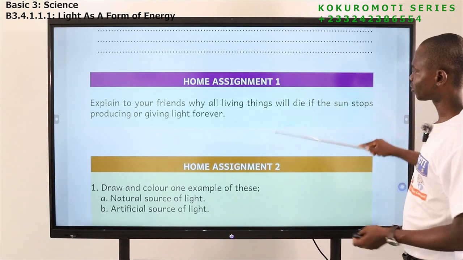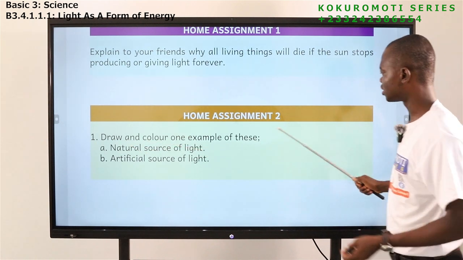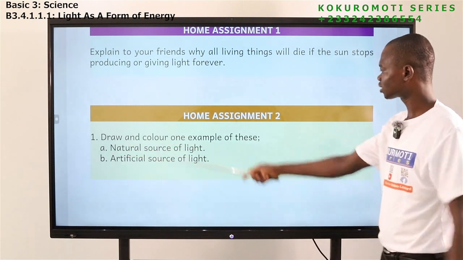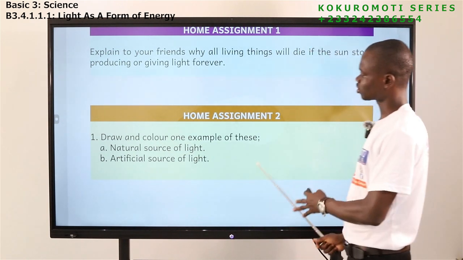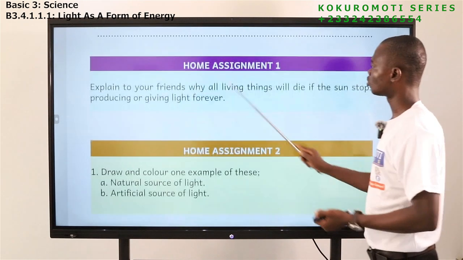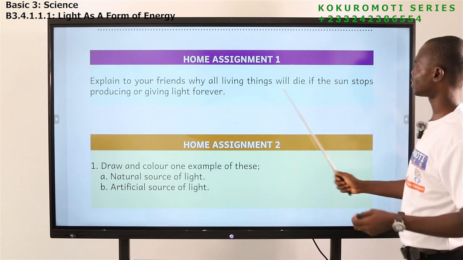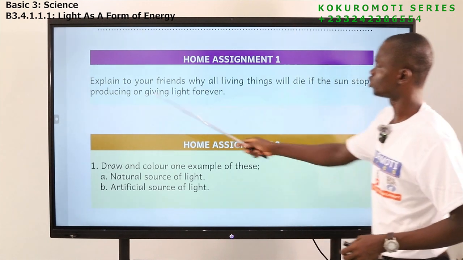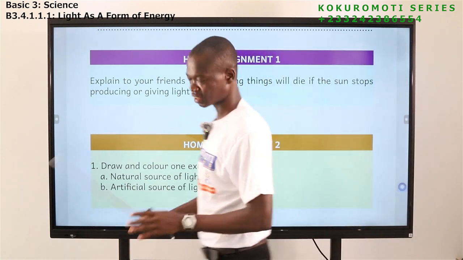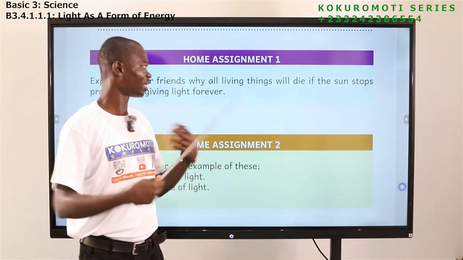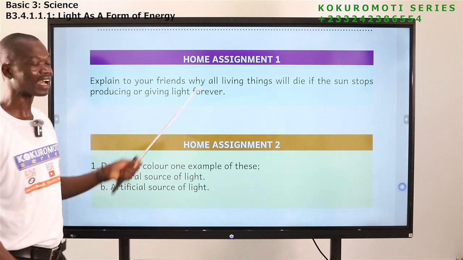Question or exercise 5 is here. We have home assignment 1, home assignment 2. Home assignment 2, draw and color one example of these. So 1, natural source of light. Just give one example, draw it and then color. Number 2 is what? Artificial source of light. You know them. Now, home assignment 1. Explain to your friends why all living things will die if the sun stops giving light forever. So if the sun stops giving light forever, explain to your friends why all living things will die.